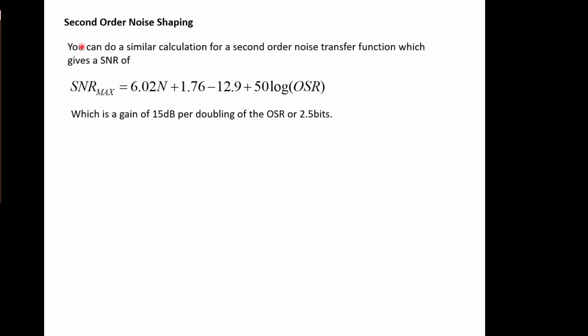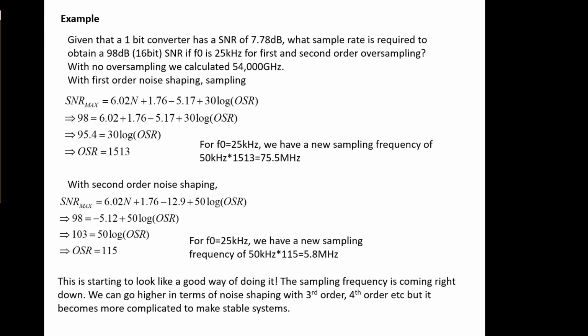If you go further and do second order noise shaping, we've just done the first order noise shaping, you can do the calculations again, and you end up with this response, which is 50 log OSR. So we've gone up a square in this ratio here, and that gives us 15 dBs per doubling of the oversampling rate, or a 2.5 bit improvement in resolution, just for a doubling. Okay, so this is all very interesting. What does it actually mean in practice?